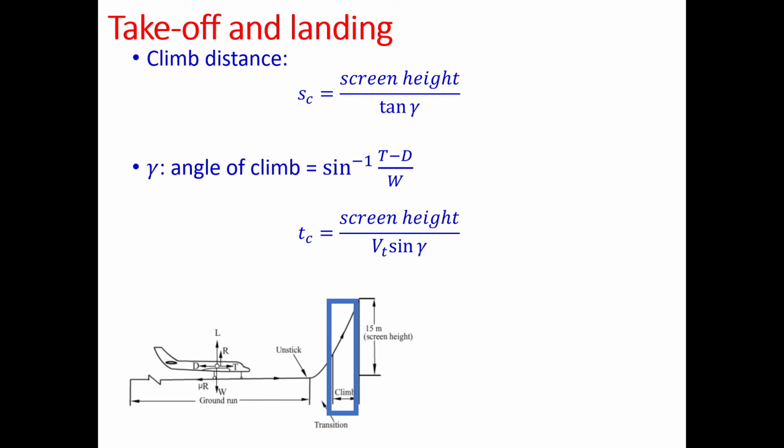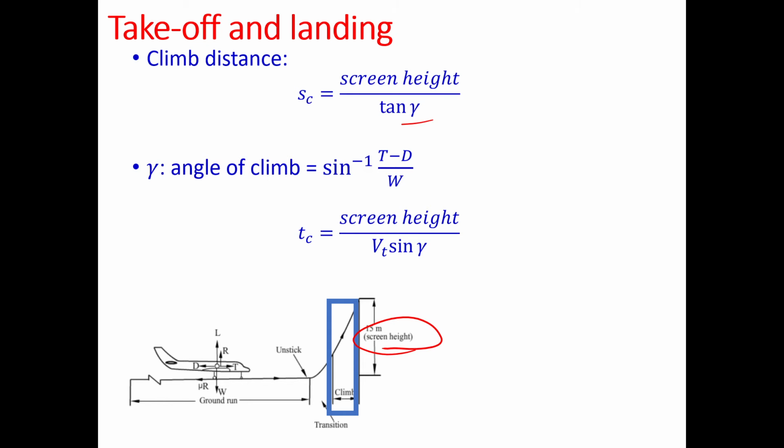But even though we are making all of these assumptions in our analysis, we usually get good data and good results. Okay. And the third part of takeoff is the climb distance. The climb distance can be simply calculated by the screen height, which is 15 meters usually. Sometimes it is 30 meters, but you will be given the screen height, right? This is not something that you have to calculate yourself, right?